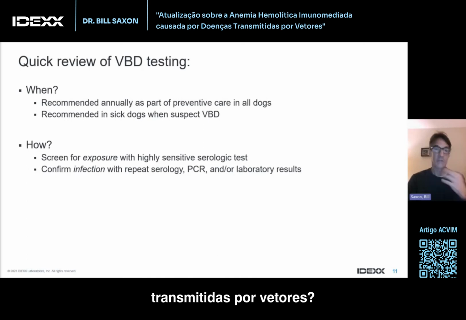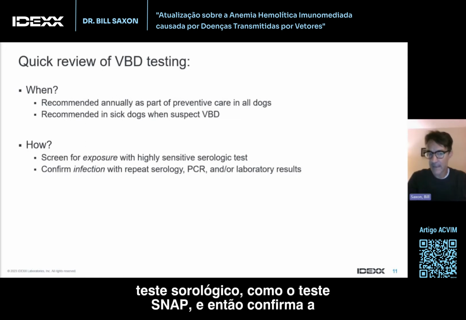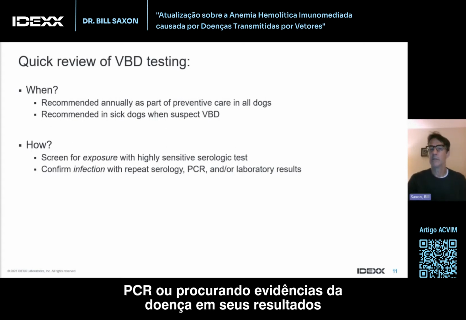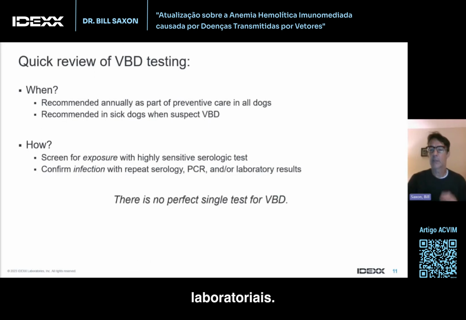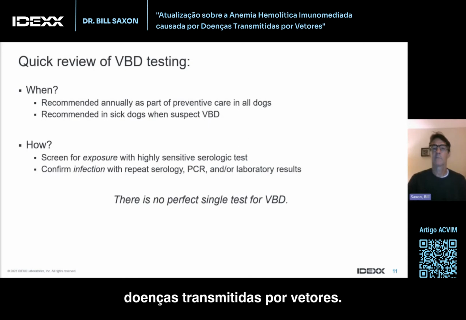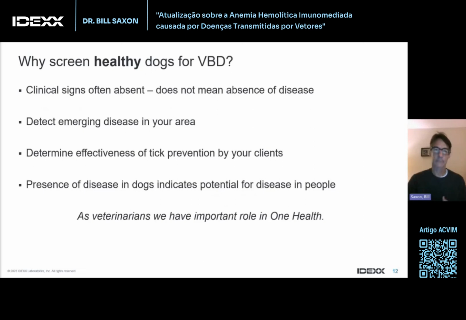How do you test for vector-borne disease? Well, you screen for exposure to the infectious agent with a serologic test, like your SNAP test, and then you confirm infection by sometimes repeating the serology, running a PCR test, or looking for evidence of the disease in your laboratory results. Important to remember, no single perfect test for vector-borne disease. Sometimes it's a combination, and sometimes it's repeating those tests.